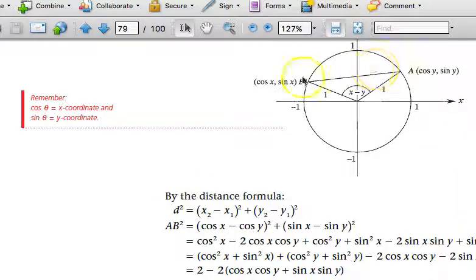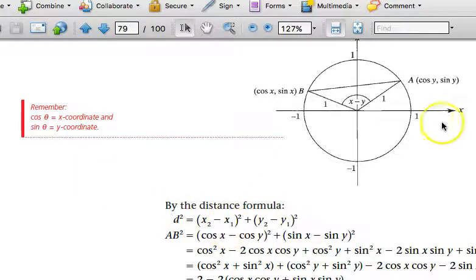So if I join the line AB and call this the distance D, do you remember the distance formula? The square root of x2 minus x1 squared plus y2 minus y1 squared. Because if I call this the point x1, y1, and this the point x2, y2, what I'm really doing is cos x minus cos y squared plus sine x minus sine y squared, using the distance formula here, using cos x, sine x and cos y, sine y as coordinates.